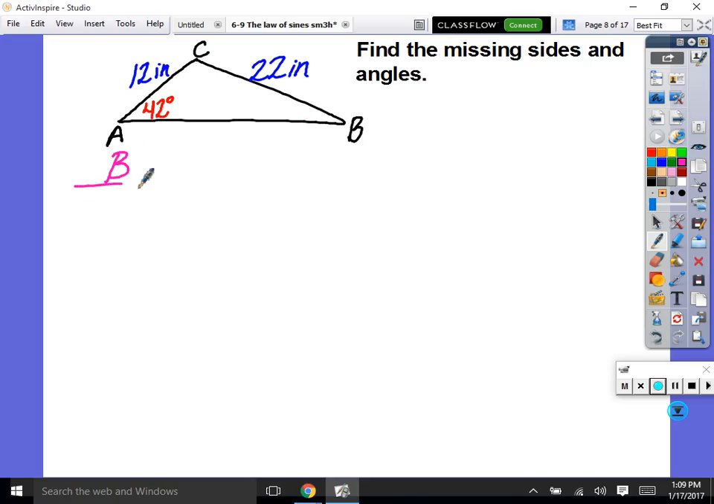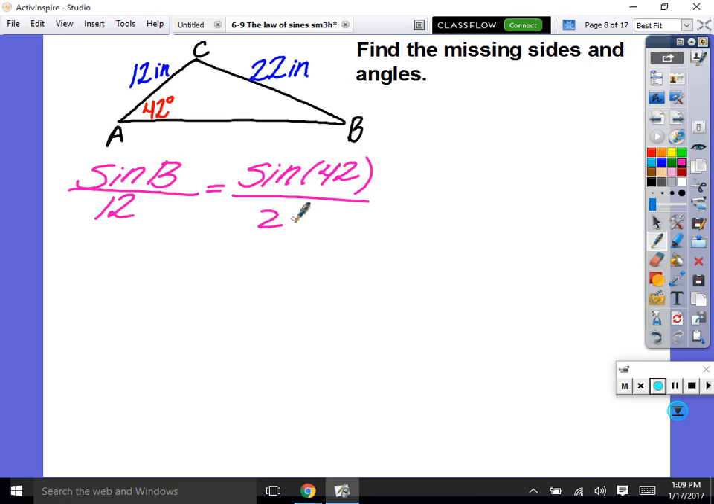So we'd say B over sine of, sorry, not B. Let's put what we don't know on top. Oh yeah, I like what you're saying. Put sine of B on top since that's what we're trying to find. Okay, watch, this one's different algebraically. Sine of B over 12 equals sine of 42 over 22.